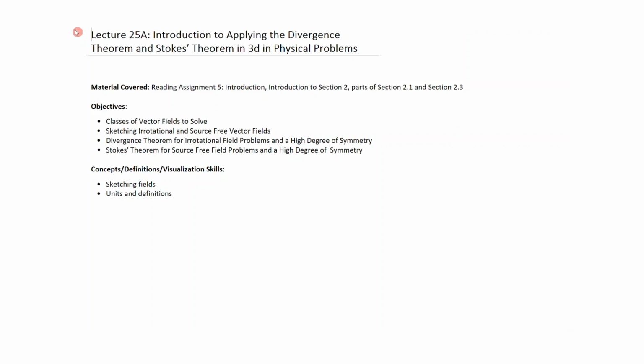The main objectives for this particular teaching module are determining what classes of vector fields we're going to be solving, and getting some sort of intuition as to how to sketch irrotational and source-free vector fields. Then we'll be looking at the divergence theorem for irrotational field problems, ones in which we can exploit a high degree of symmetry. And finally we'll look at Stokes theorem for source-free field problems, again exploiting the situation where we have a high degree of symmetry.